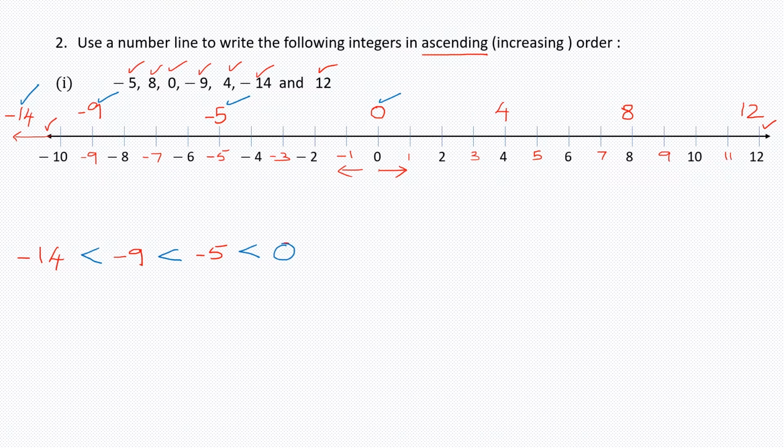So let me write down 0 in red there. Okay, I'll erase that and write 0 in red. And then the next one is 4. So 0 is smaller than 4. Go to the next one, 8. 4 is less than 8. Then I go to the last one, 12, and 8 is smaller than 12. So I've got my answer. All the numbers that I've written here are in ascending order.